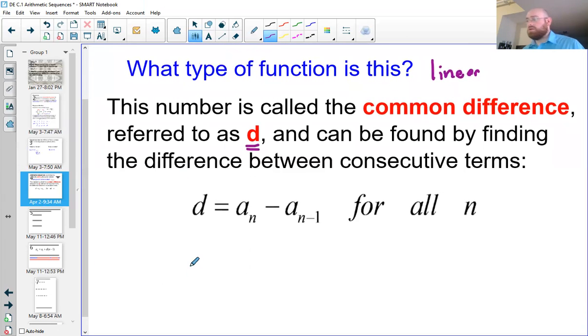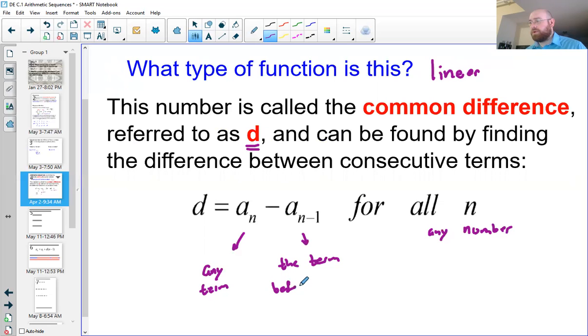So here we have D is equal to a_n minus a_(n-1) for all n. Remember that n is just any number. So a_n means any term, and a_(n-1) means the term before that one. So any term subtracting the term before it.